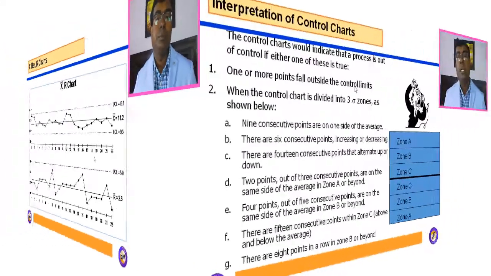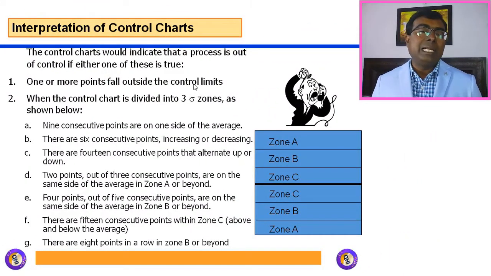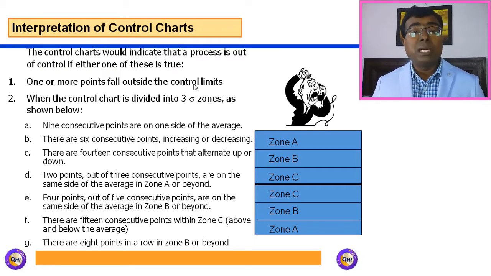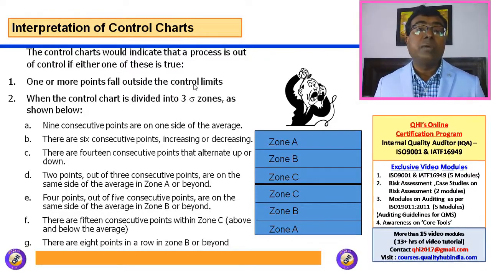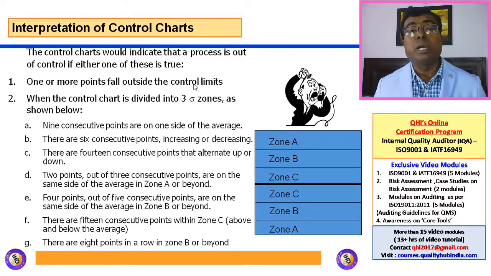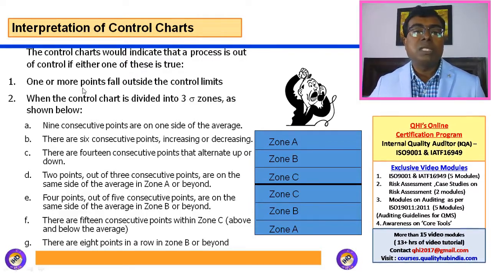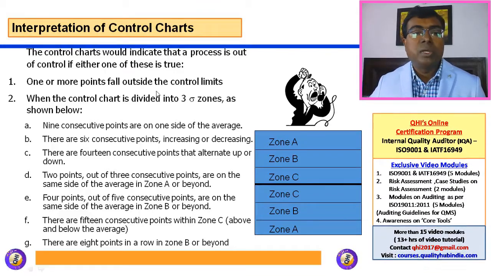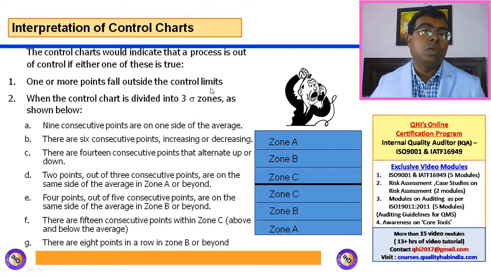Now friends, we have understood the control chart. For example, if you are plotting any control chart, X bar R chart, P chart, C chart, after plotting, how would you come to know if your process is in a state of statistical control, or it is showing some indication of an out of control situation? There are many conditions with which you can come to know if a process is in control or not. The first scenario is one or more points falling outside the control limits.